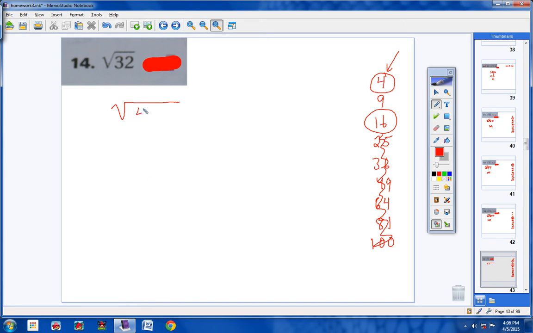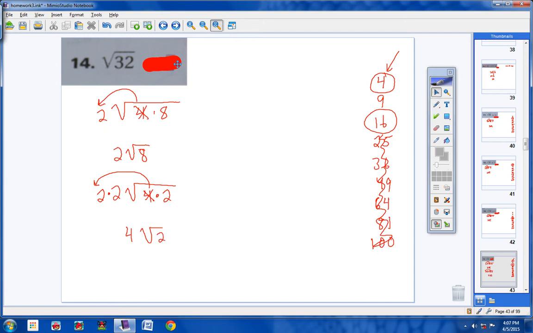Okay, 4 times 8 is 32. Cross off the 4, the square root of 4 is 2. So now you're left with 2 square root of 8. But now 4 goes into 8 again, so now you have 2. And then 4 times 2 is 8. Then cross off the 4, square root of 4 is 2, put a 2 on the outside. When you do that, you multiply these numbers. So you're left with 4 square root of 2, okay?